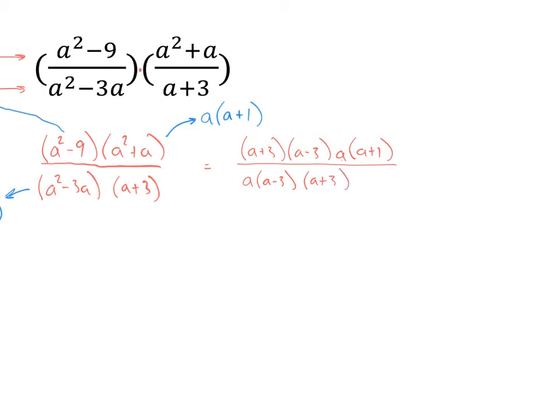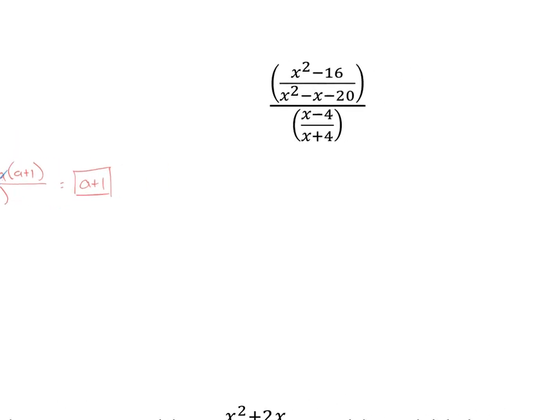And now at this point, it's as simple as identifying the things that equal 1. A divided by a equals 1. A minus 3 divided by a minus 3 equals 1. And a plus 3 divided by a plus 3 equals 1. So what are we left over with? A plus 1. That's it. That example is not too bad. Let's move on to this example now.